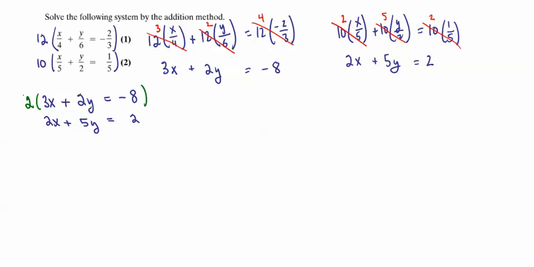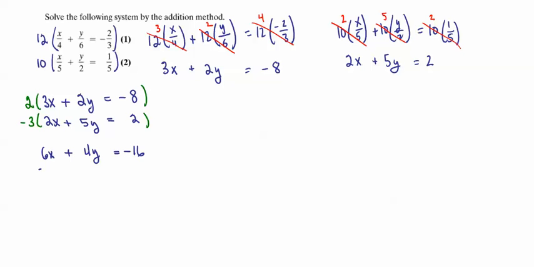So we'll need to make that 3x into a 6x by multiplying by 2. The other one, we need to make the 2x into a 6x by multiplying by negative 3. We'll make the 2x into a negative 6x. Alright, so we'll multiply the first equation out. 2 times 3x, 6x. 2 times 2y, 4y. 2 times negative 8, negative 16.